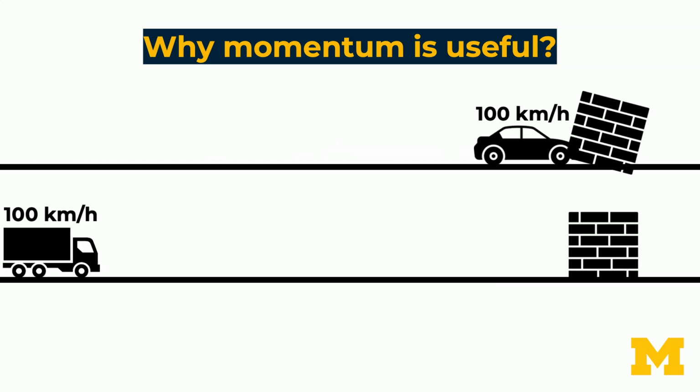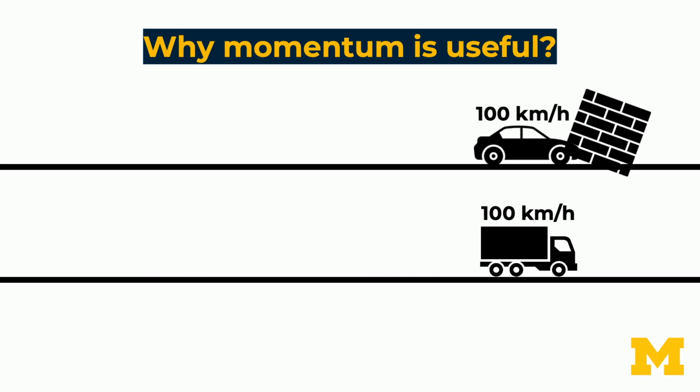So if a car going 100 miles an hour hits a brick wall, it has a very different impact on that brick wall than if a truck hits a brick wall going 100 kilometers an hour. They have very different momentums, and therefore the forces they impart will be very different from each other.